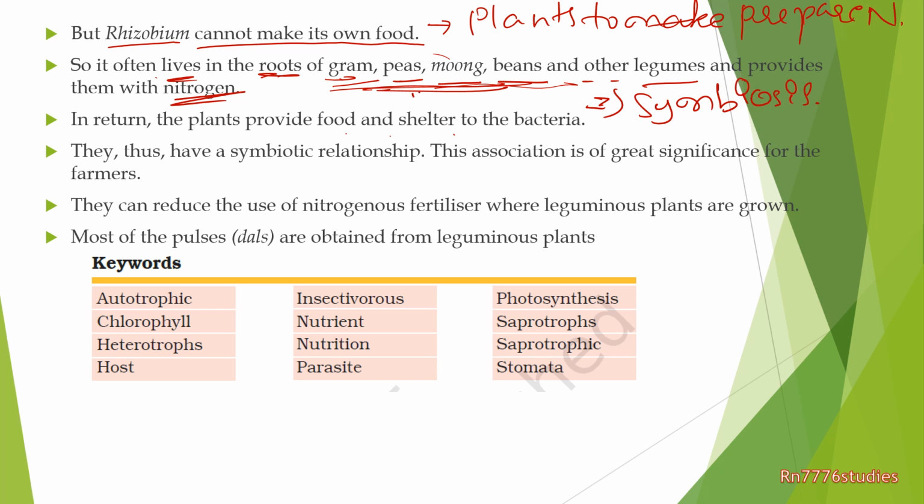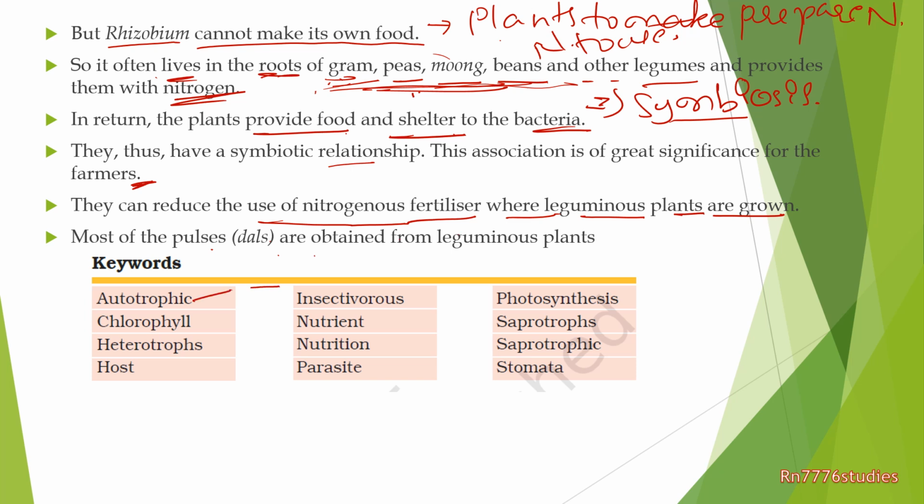What is the bacteria doing for these crops? It is converting nitrogen for use by plants. And what in return are plants doing for Rhizobium, for the bacteria? They are providing food and shelter to the bacteria. They thus have a symbiotic relationship, as I said. This association is of great significance for the farmers. They can reduce the use of nitrogenous fertilizer where leguminous plants are grown. Most of the pulses, that is dals, are obtained from leguminous plants.